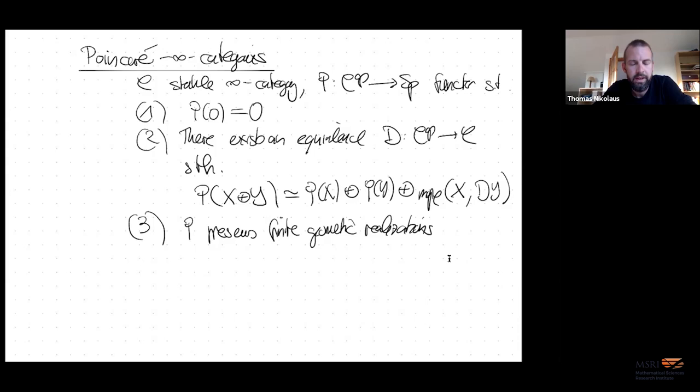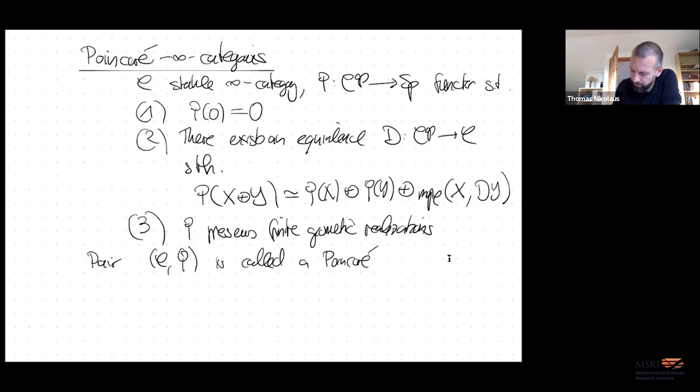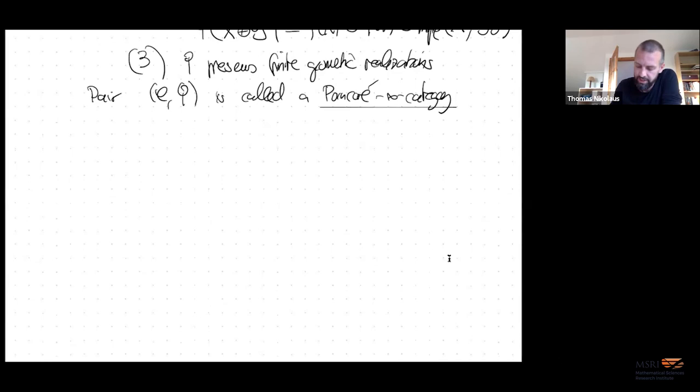And so basically, this just says it's a quadratic functor in the setting of Goodwillie calculus, and that its second cross effect is actually co-represented by this duality equivalence D. That's another way of saying it. And under these assumptions, we will call that pair C and Q a Poincaré infinity category. I guess Jacob Lurie introduced this notion but didn't give it a name, so we felt free to call it Poincaré infinity category. And so this is just a very abstract setup to talk about forms.